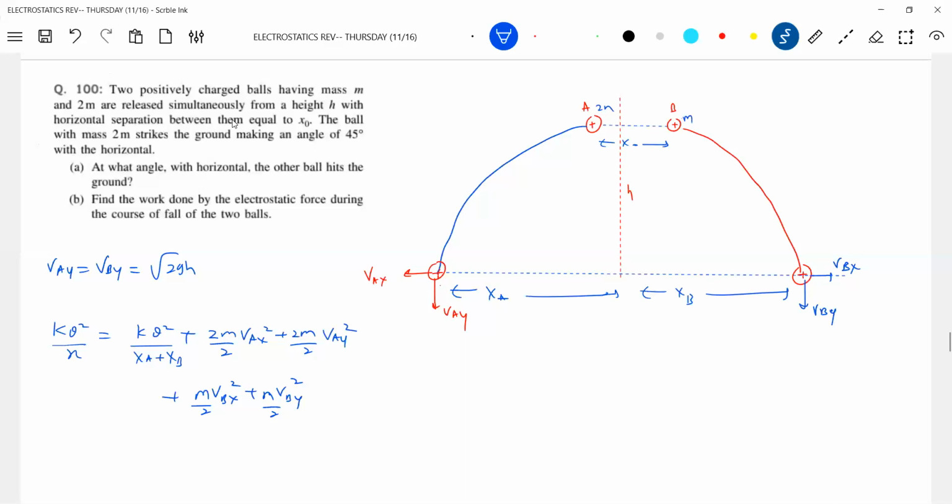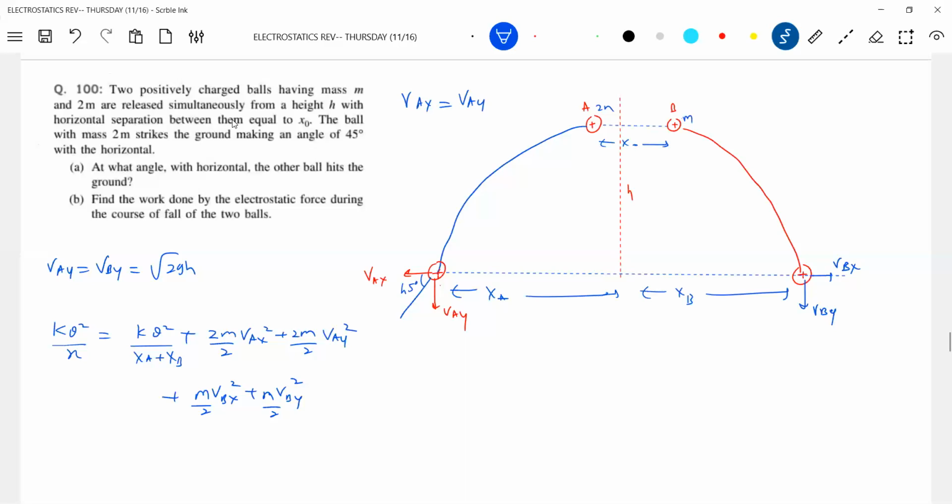This much is what we have, some information. XA plus XB, at what angle with the horizontal does the ball with mass 2m strike? So he has given some information. This will strike making an angle 45 degrees with the horizontal. So what is the information we have? VAX equal to VAY, the information is available from the question, and VAY equal to VBY.